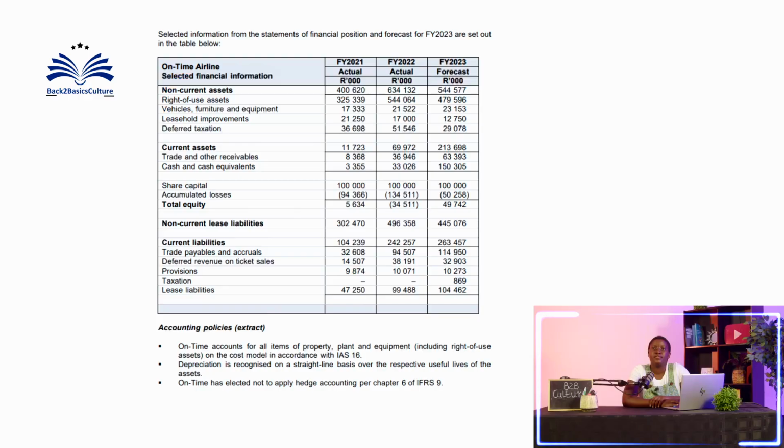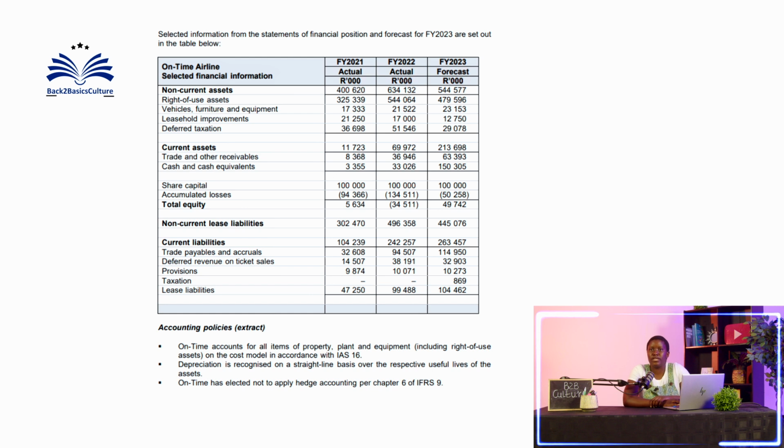For myself, the latter sounds a bit better, because even if you didn't get customers but you owned the system, you would still need to pay. So this is just something that I would think of. Okay. Selected information from the financial statements and the statement of financial position, rather, for forecast for the year FY 2023 was set down below.